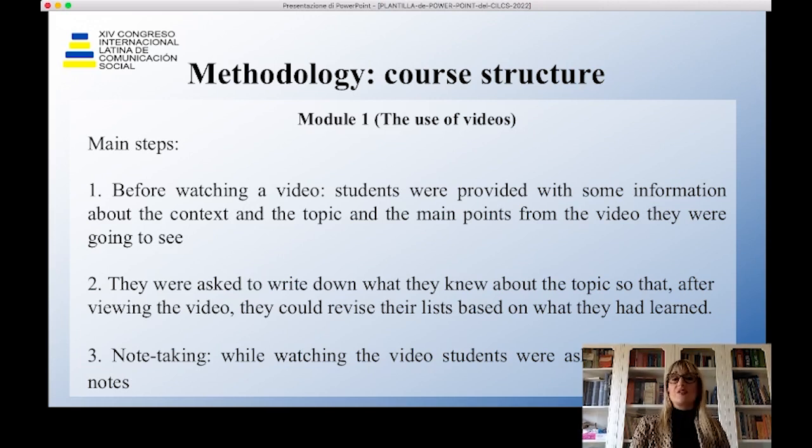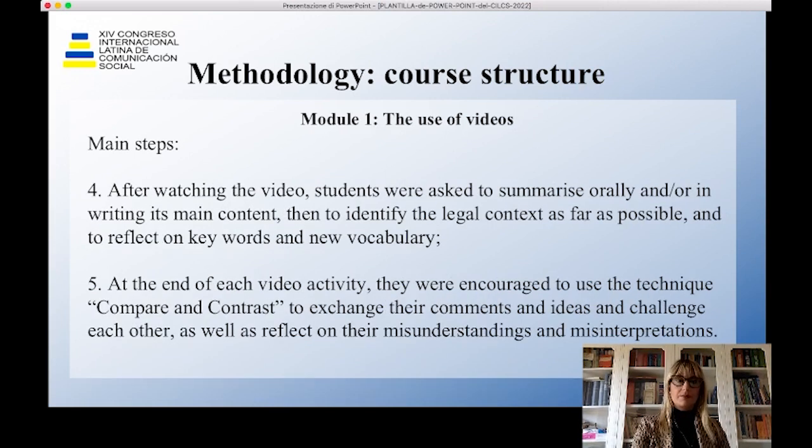The third step was note-taking. I consider note-taking essential when dealing with videos and writing skills. So while watching the video, students were asked to take some notes. The fourth step was that after watching the video, students were asked to summarize its main content orally or in writing, then try to identify the legal context as far as possible, and think about the keywords and new vocabulary they had learned.